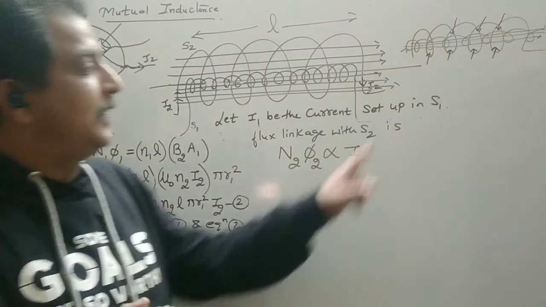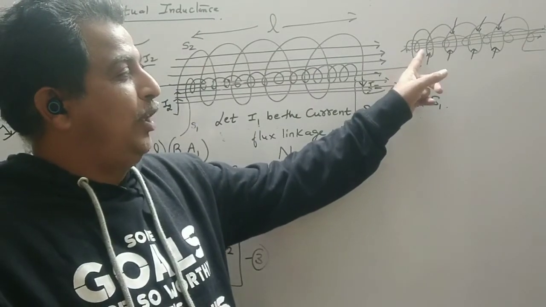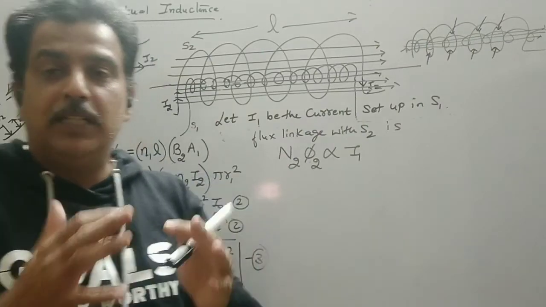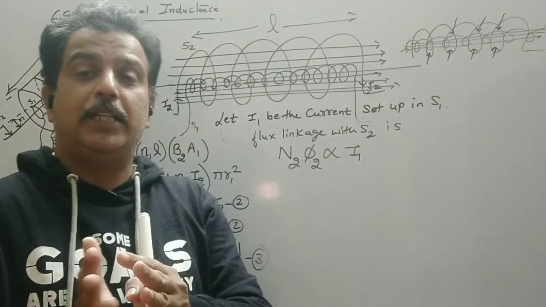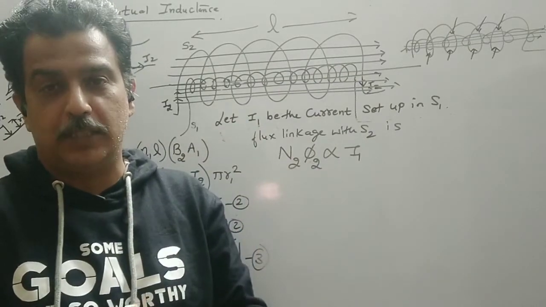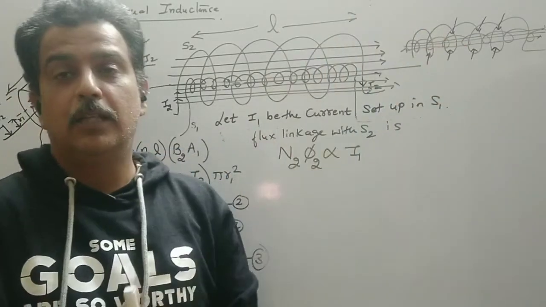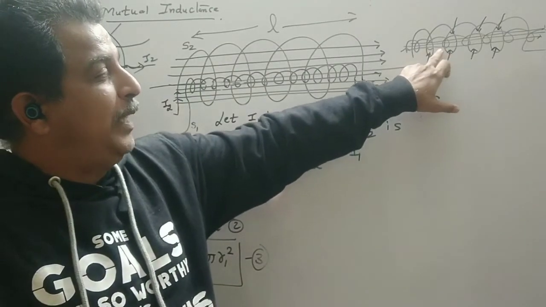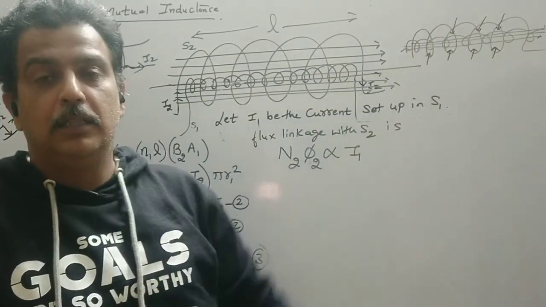Now how many field lines are produced by the inner solenoid? Say 3. So what will be the flux linked with the outer solenoid? 3 field lines only, assuming there are no losses and no resistance of this solenoid. So the total lines passing through the inner solenoid is 3.